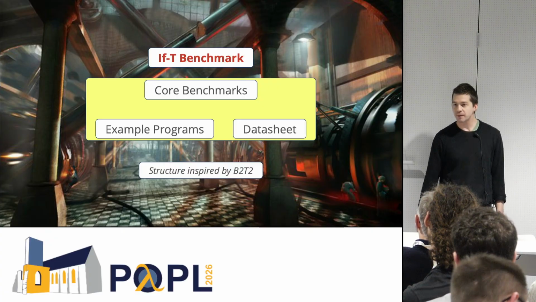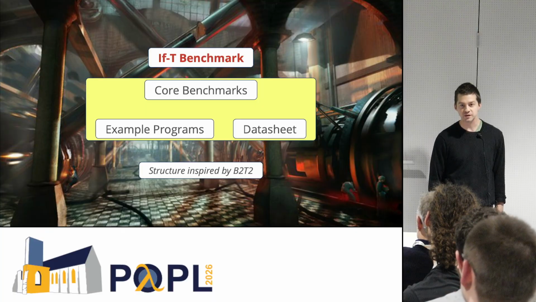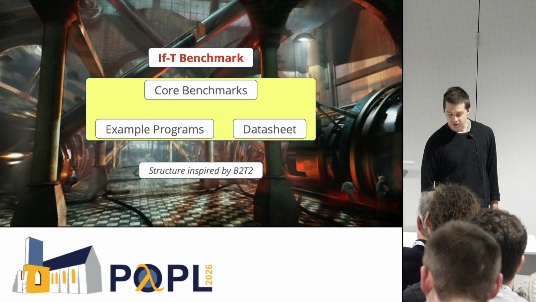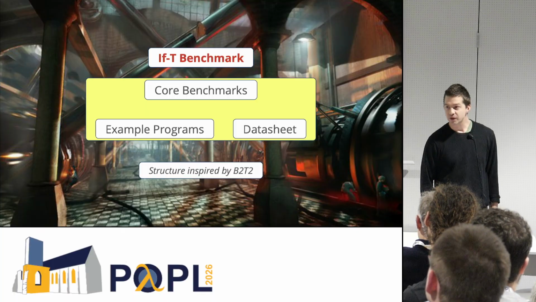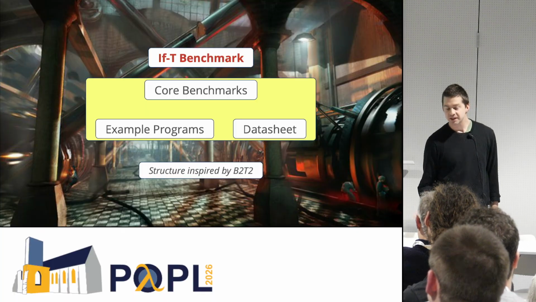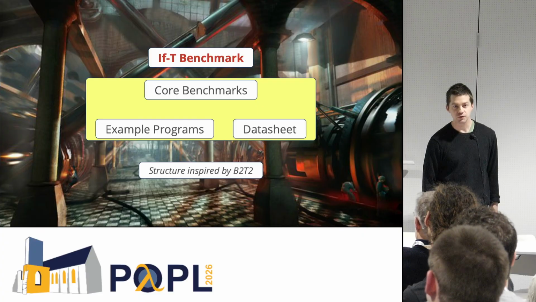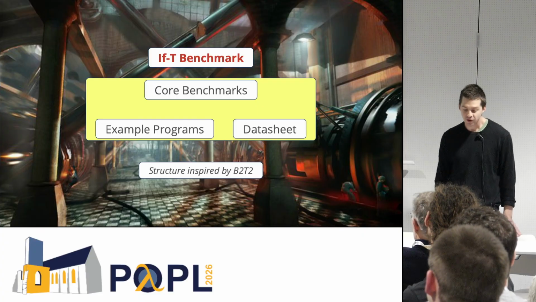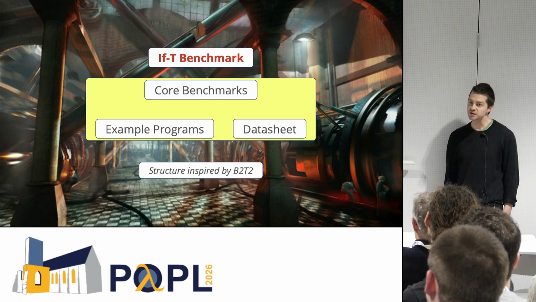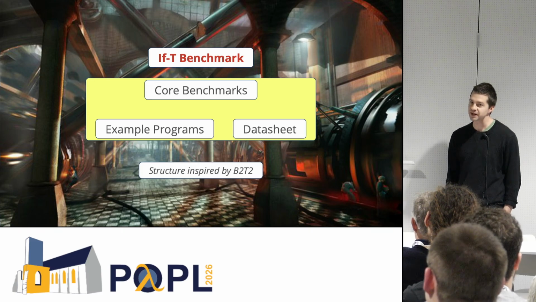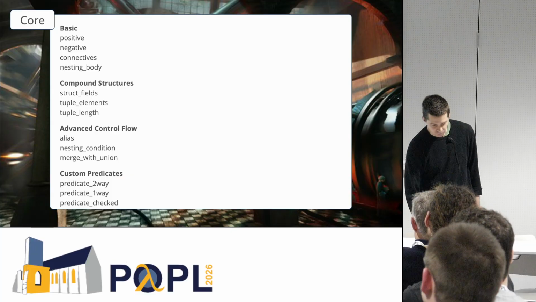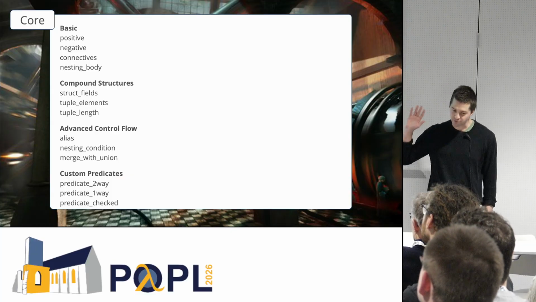It's very inspired by B2T2, the benchmark for table types, where you have a core litmus test. Then we have some larger example programs, and the rainfall and filter are 2 of those examples. And the third part is a data sheet, so that you don't need to read the whole benchmark implementation to get a sense of what the language is doing for narrowing. So we'll go through these one by one. We're going to go fast over this part, though.